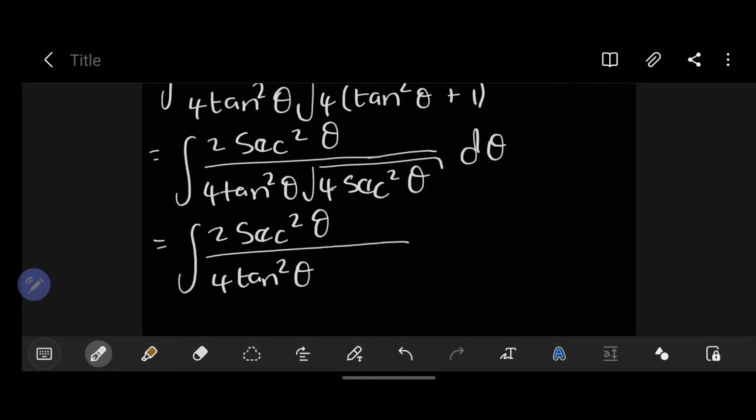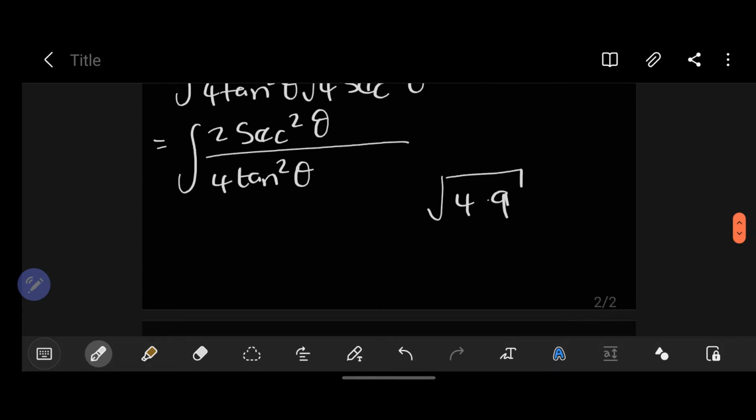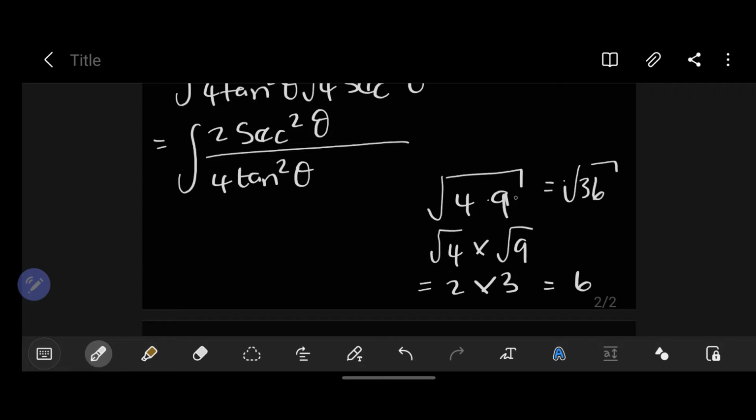So if I take the square root, remember that if I have something like 4 times 9, I am allowed to just separate them and take the square root of 4 times the square root of 9, which means I can have 2 times 3, therefore giving me 6, instead of multiplying 4 and 9 getting 36. I can do it this way.